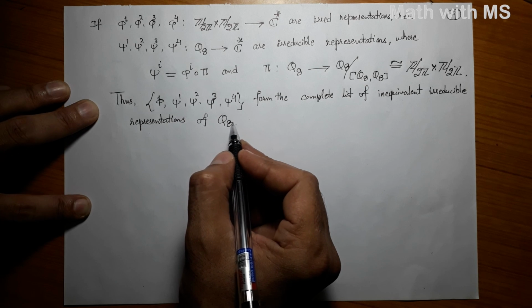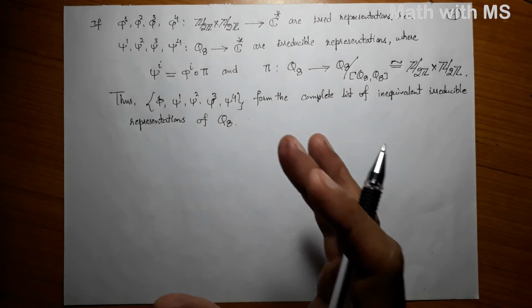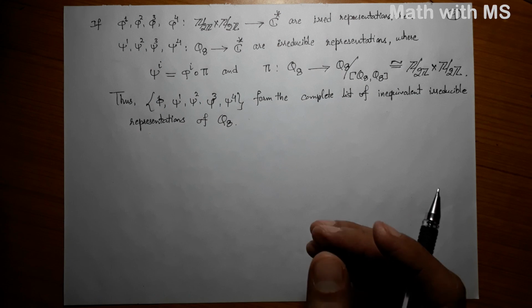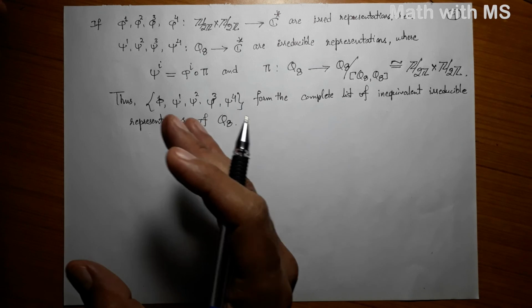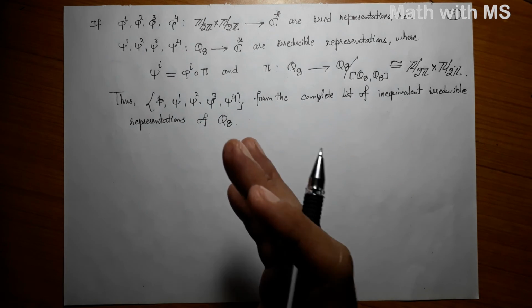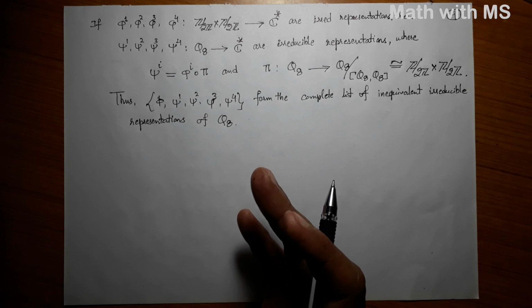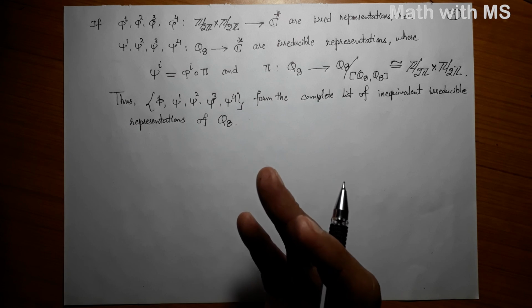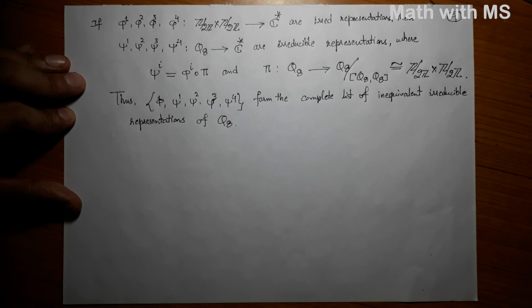So today we computed all inequivalent irreducible representations of the quaternion group. We also know how to compute all inequivalent irreducible representations of any abelian group. We have also computed all inequivalent irreducible representations of the symmetric group S3. So I will stop this lecture here. Thank you.